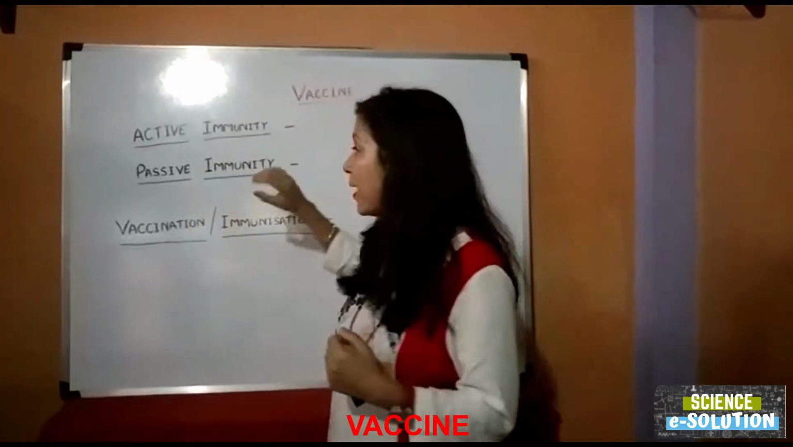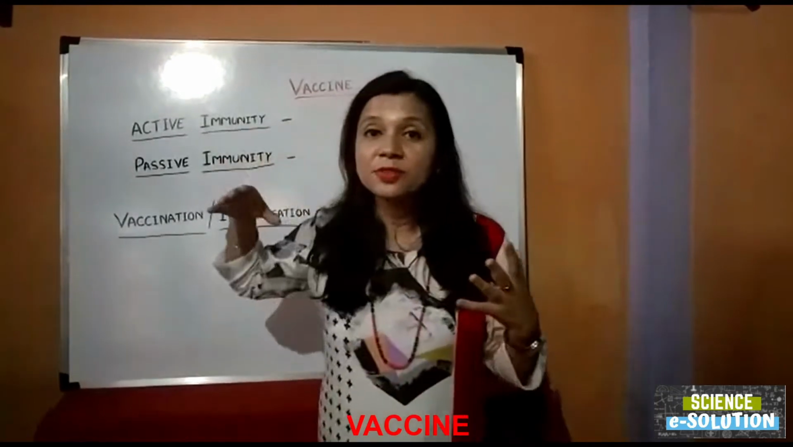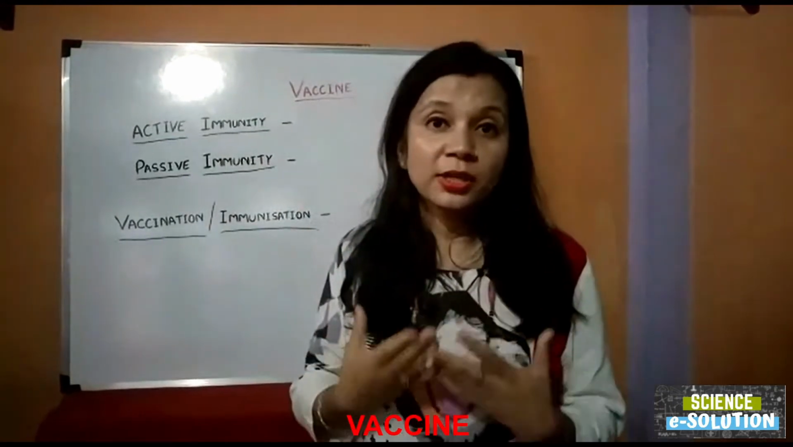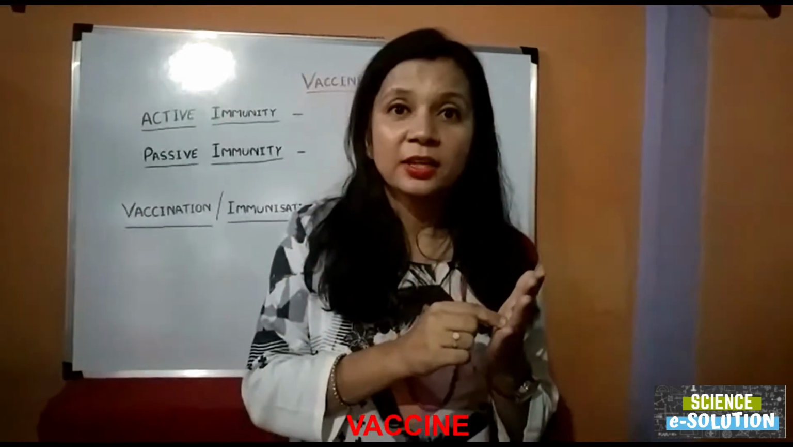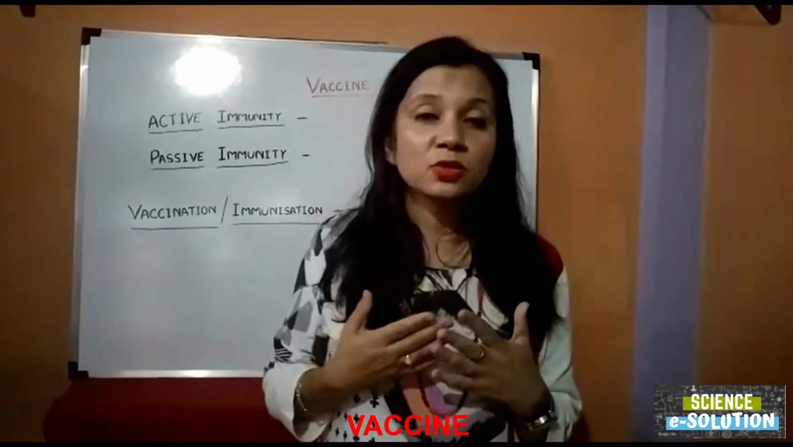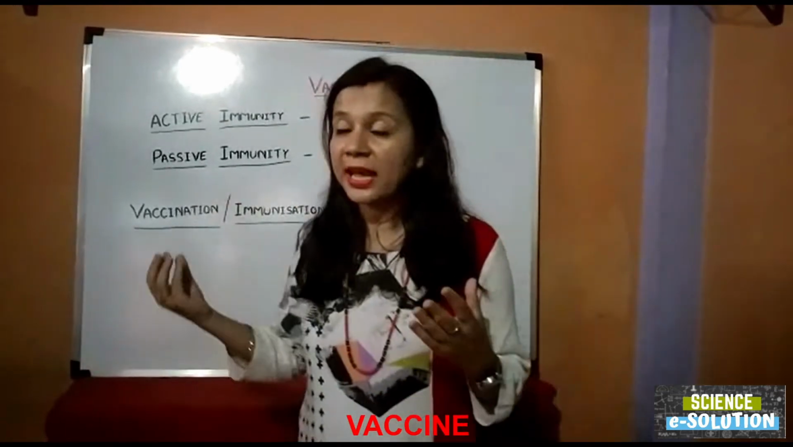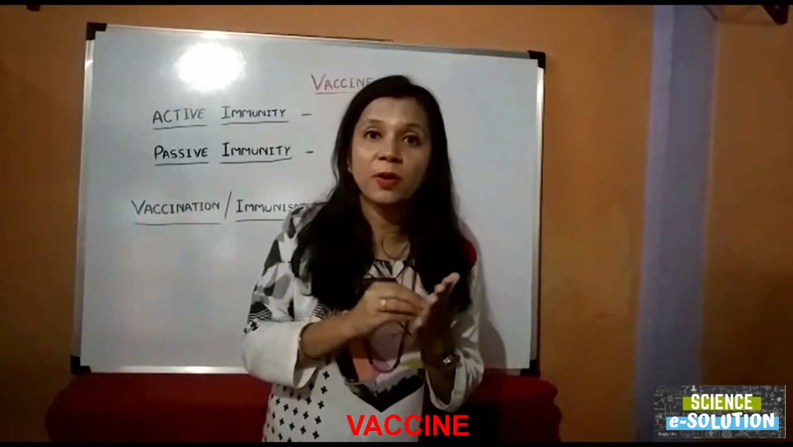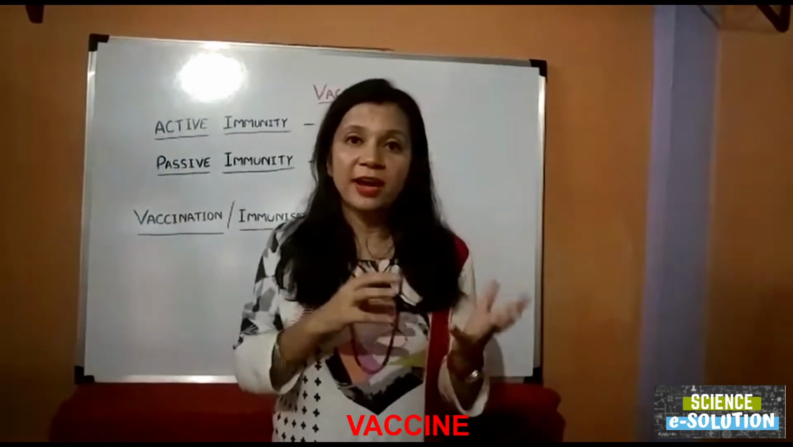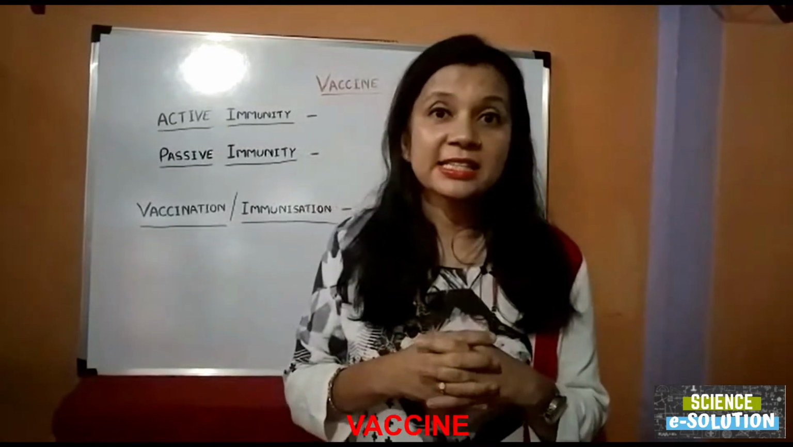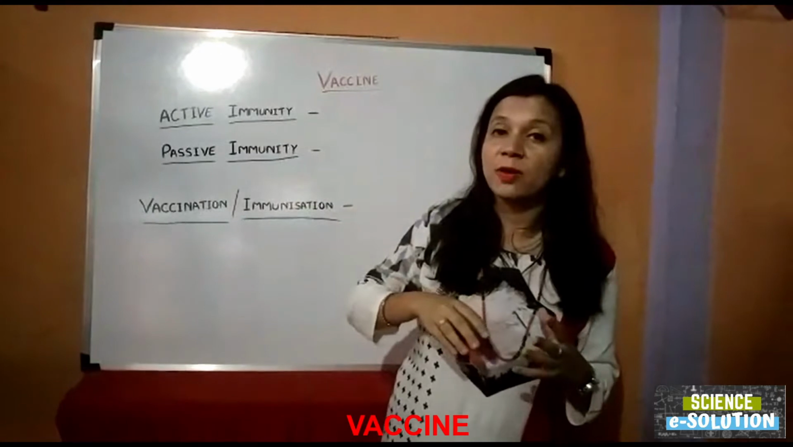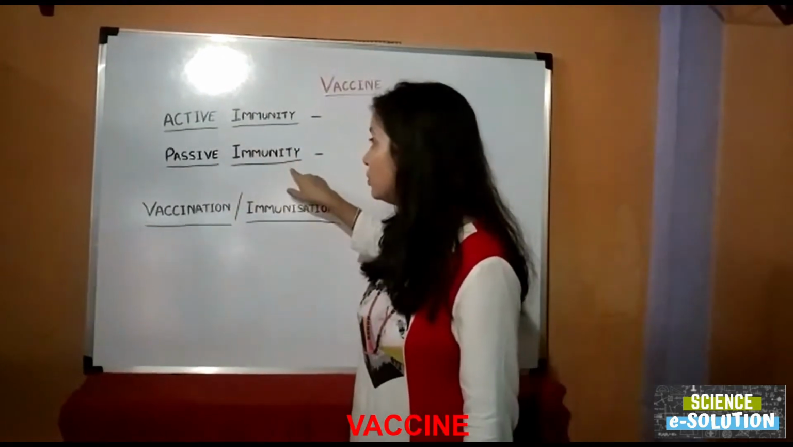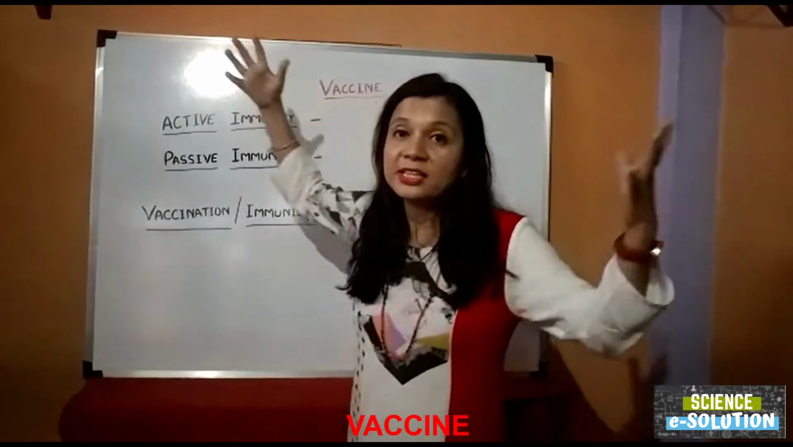The next one is passive immunity. Sometimes we don't have enough time to give our body to produce antibodies. For example, in case of snake bites. When a snake bites a person, we can't wait for the antibodies to form. So what we do is inject ready-made antibodies into the body so that it can fight off the toxins of the snake. Such type of immunity, in which ready-made antibodies are injected into the body, is called passive immunity.